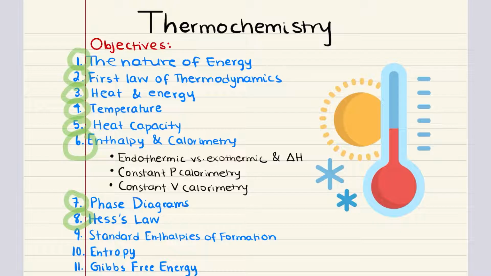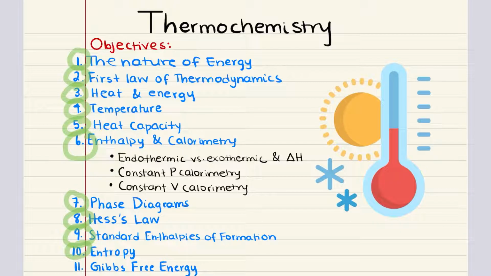Then, building on our knowledge of Hess's Law, we're going to move into Objective 9. Here, we're going to examine standard enthalpies of formation. This is going to allow us to calculate the enthalpy changes of reactions more effectively. Our 10th objective is on entropy. Here we're going to define entropy and discuss the second law of thermodynamics, which states that the total entropy of a system and its surroundings always increases in natural processes. This concept is going to be so important for understanding the directionality of energy transformations.